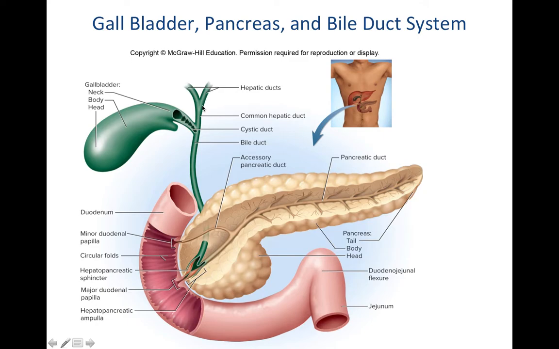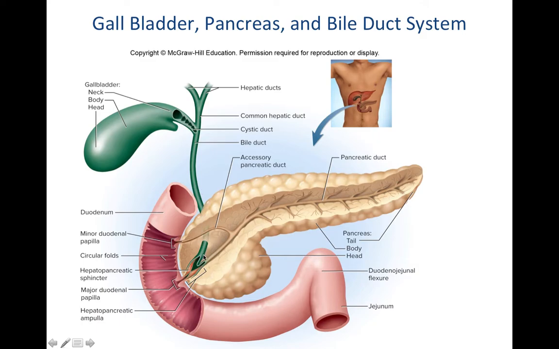Where they join is the common hepatic duct. So this region right here would be the common hepatic duct. Your gallbladder, which stores bile, is going to send its bile, some of it, through the cystic duct right here and meet with the common hepatic duct. And after those two meet, this remaining duct is called the bile duct or common bile duct. And it's carrying bile from both the liver and the gallbladder.